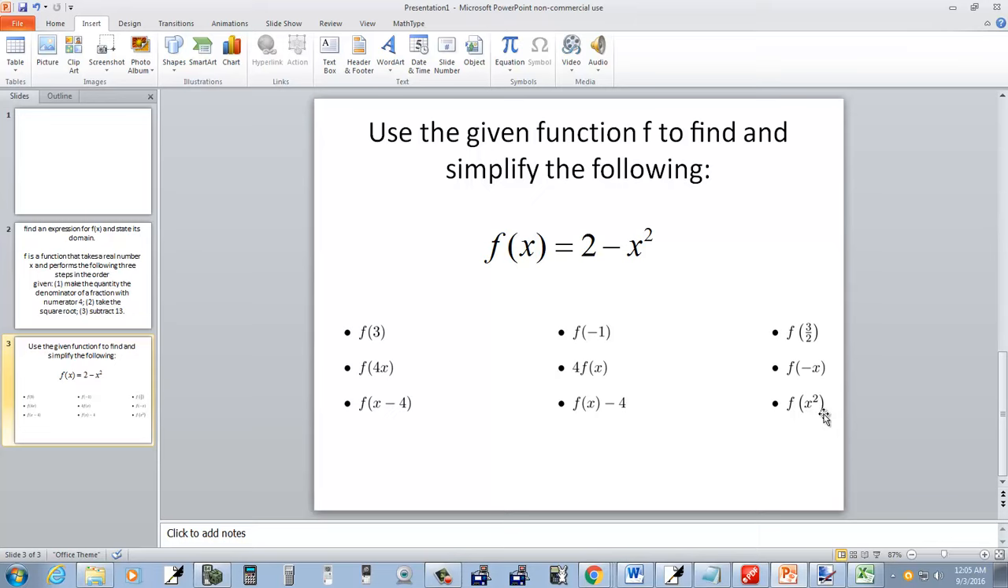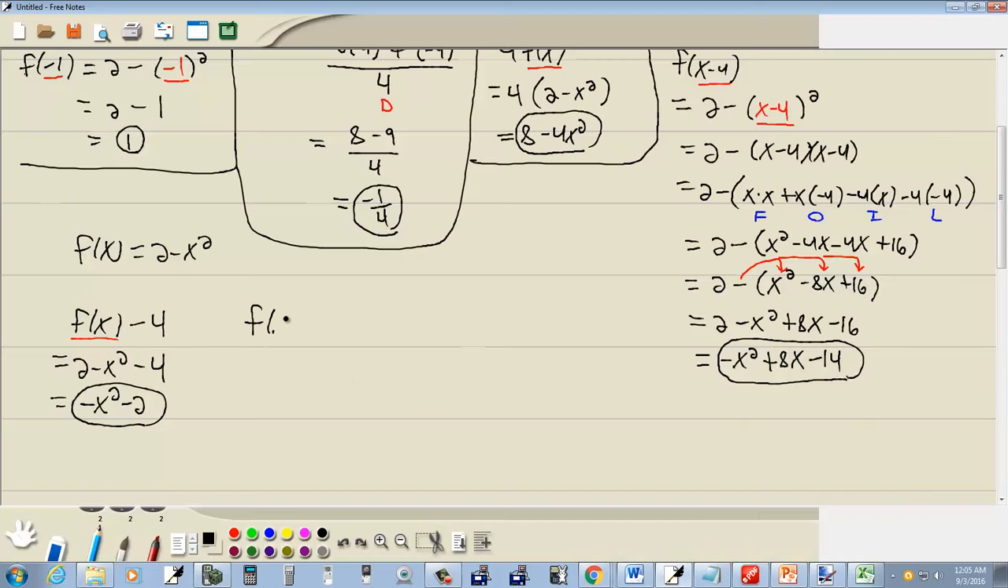Our last one, f of x squared. Again, we're going to go through, and everywhere we have an x, we'll put in a set of parentheses. So replace all of the variables with parentheses. Now whatever's inside this parentheses automatically goes here, so put the x squared here. Now remember, when you're raising one exponent to another exponent, you multiply the exponents together. So 2 times 2 is 4, so this gives us x to the 4th. So our answer there would be 2 minus x to the fourth.